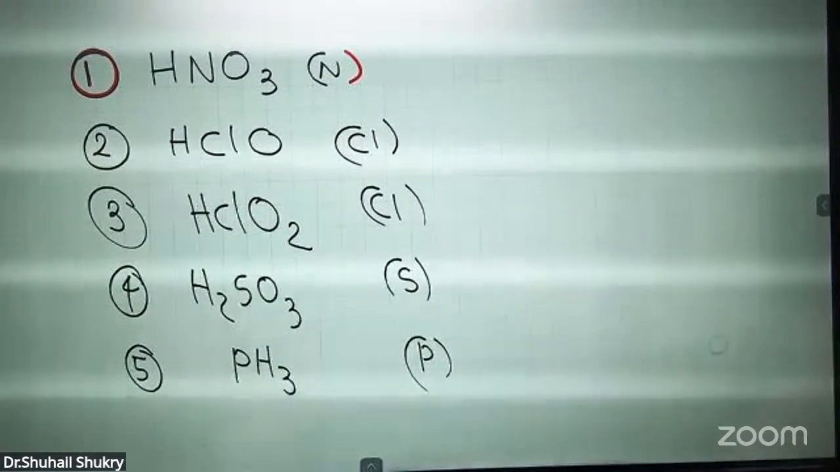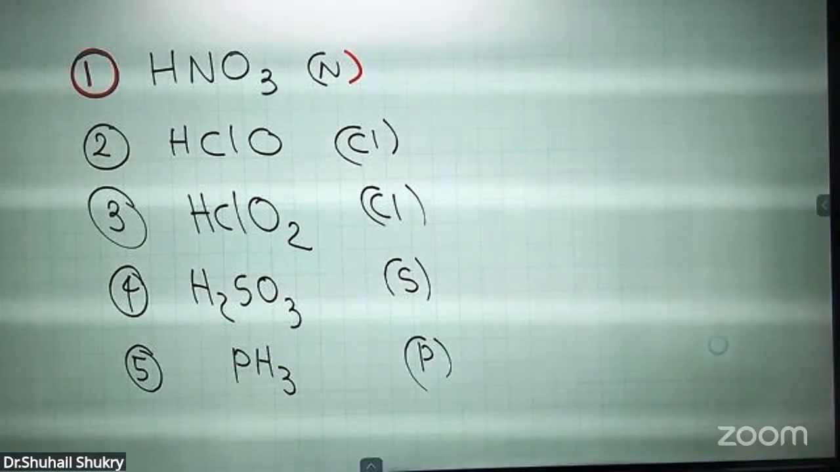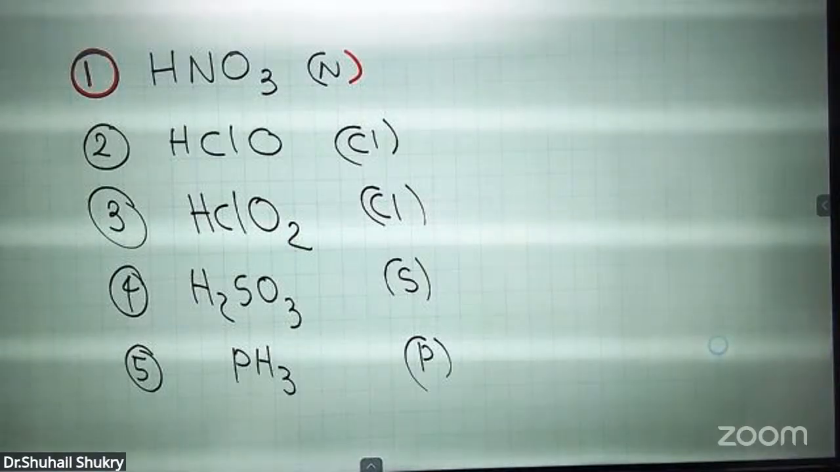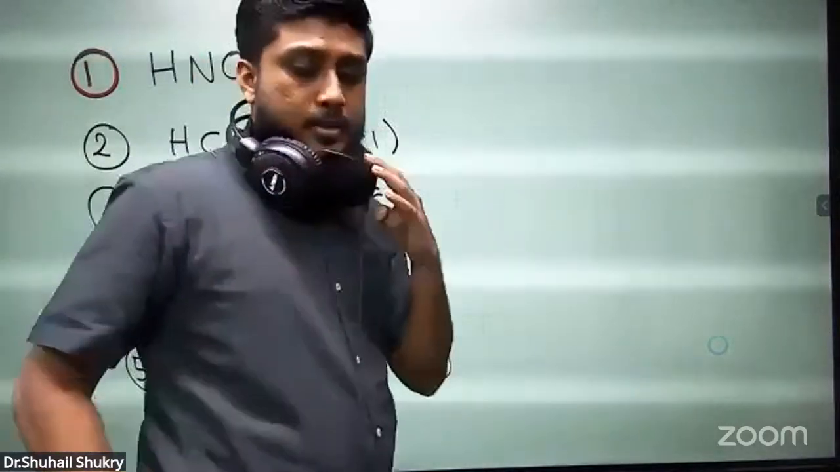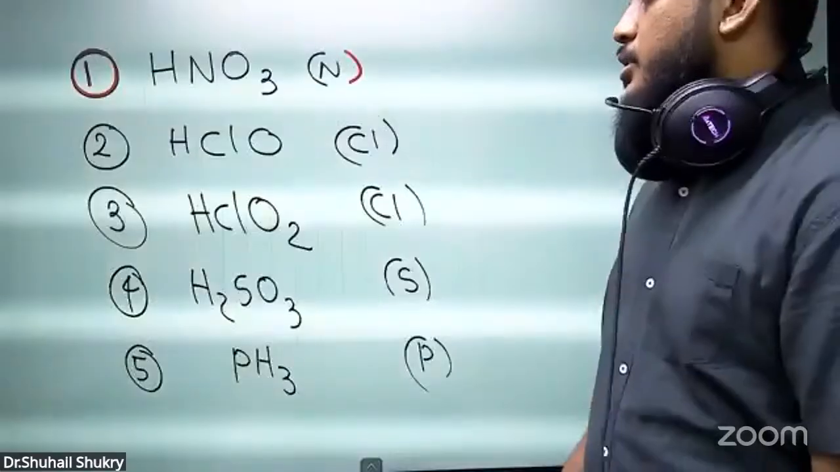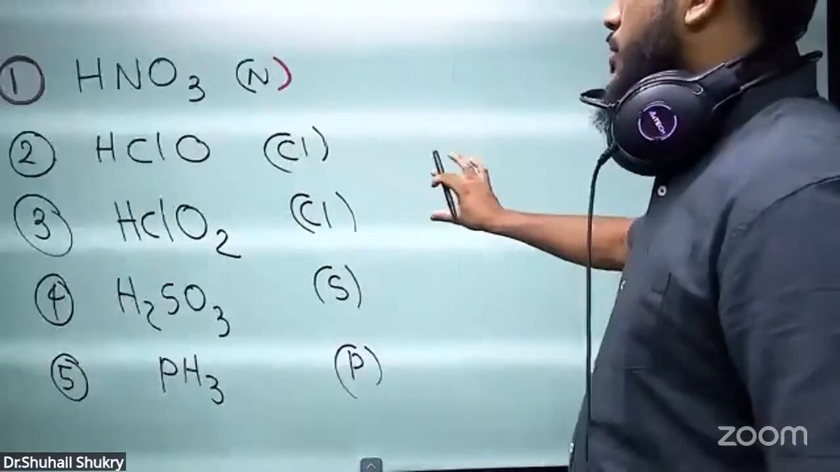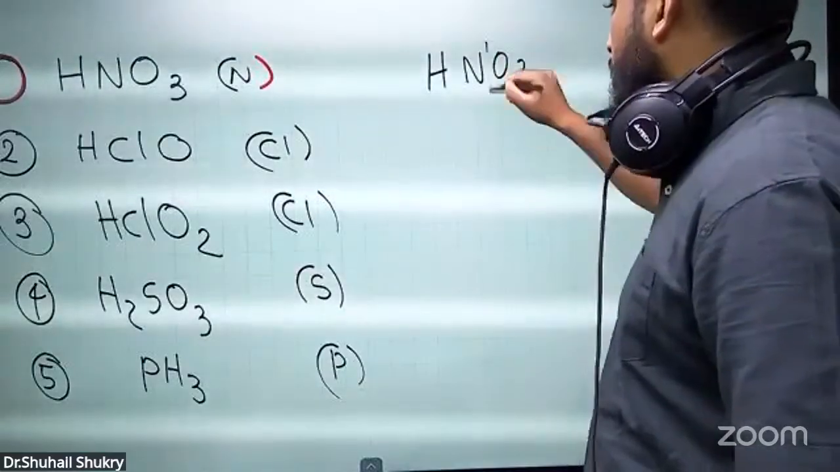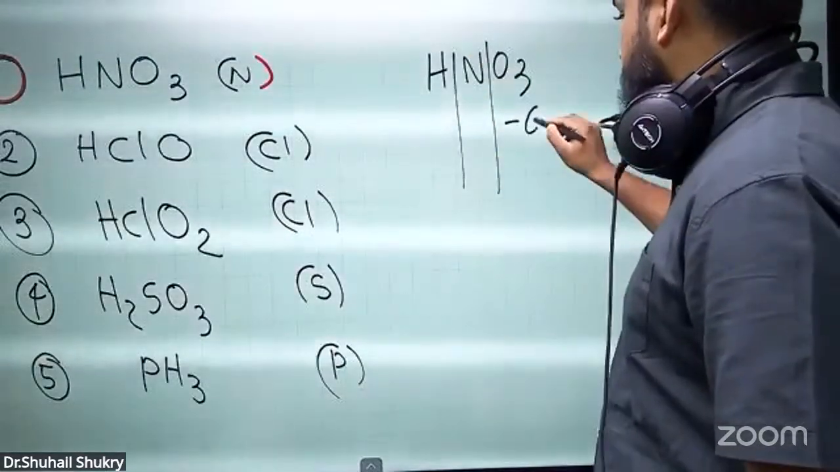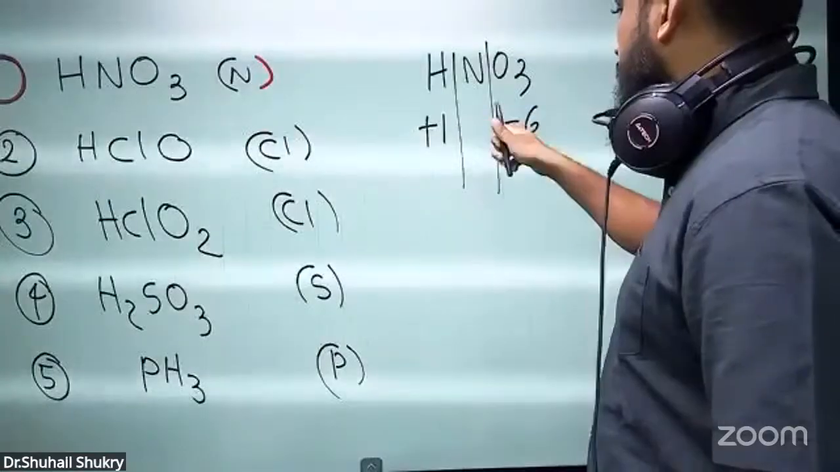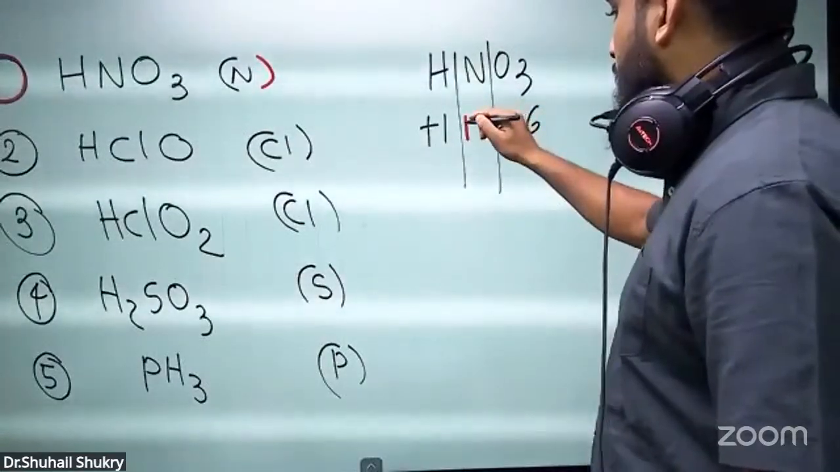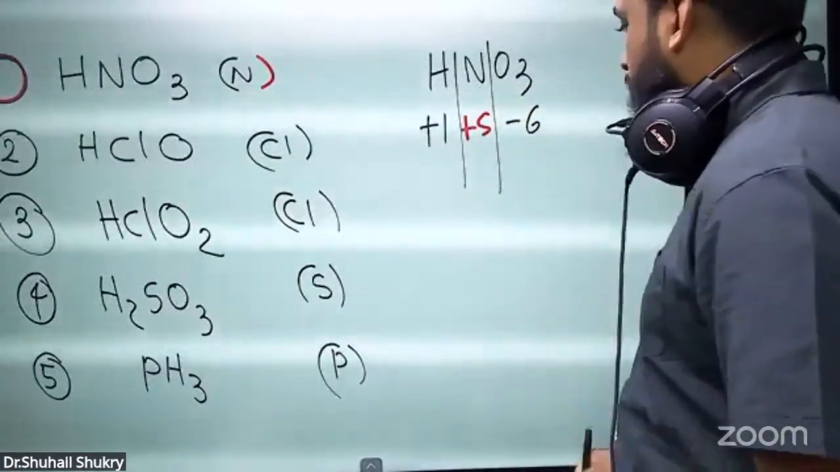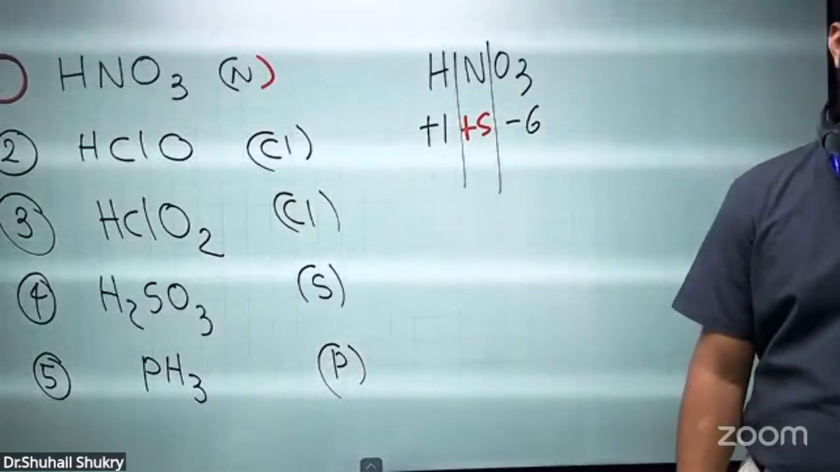Done, guys. Okay. Now let's see. What's the charge on nitrogen here? HNO3. Yes, very good. In HNO3, nitrogen will be plus 5. How will nitrogen be plus 5? This is minus 6. This is plus 1. So nitrogen will be plus 5. Okay, well done. Online students, very good.